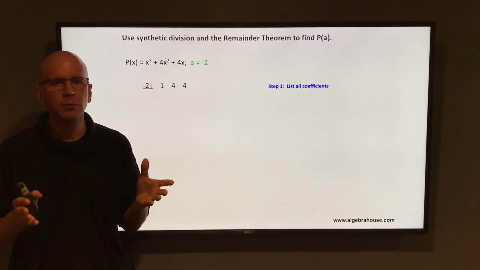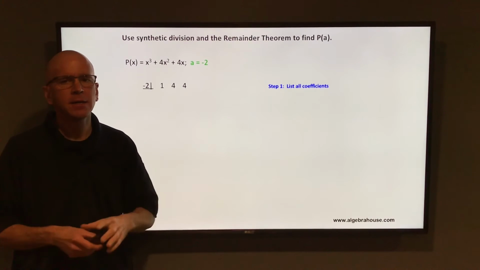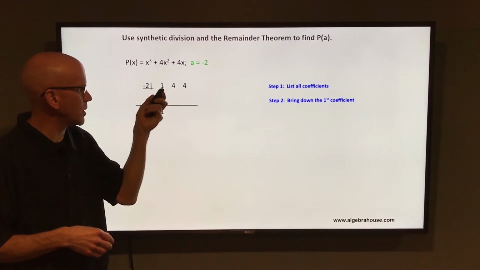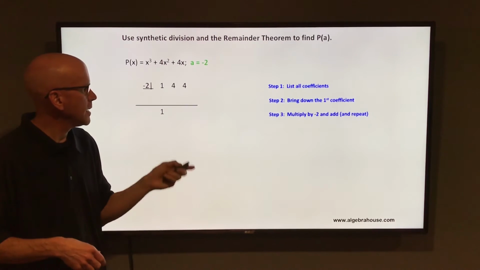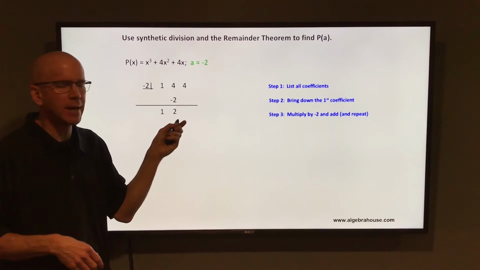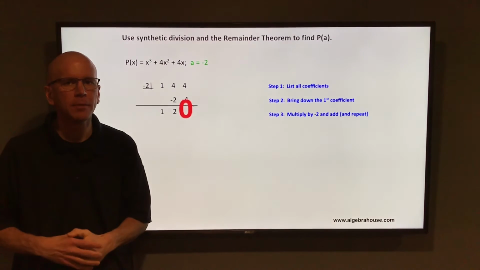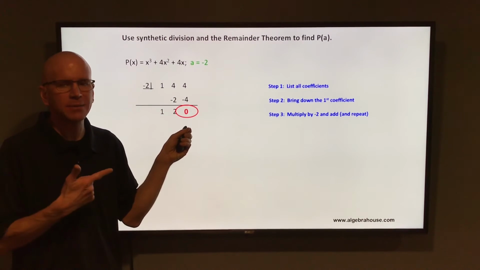It's the same as what you would get if you divide this by x plus 2. This remainder on the end is what we're looking for. So proceed with synthetic substitution. Bring down that 1 and then multiply negative 2 by 1. That is negative 2. And then add 4, negative 2. That is 2. Go back to the box and multiply negative 2 by 2. That is negative 4. And then add 4, negative 4. You get 0. That's what we're looking for.